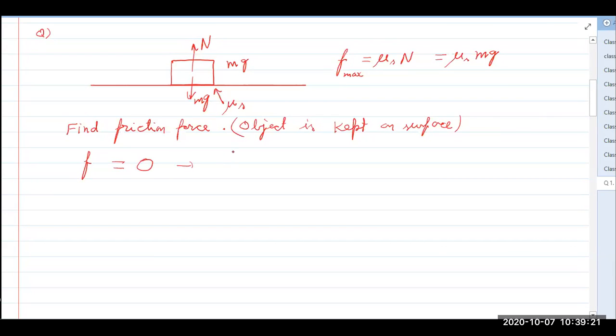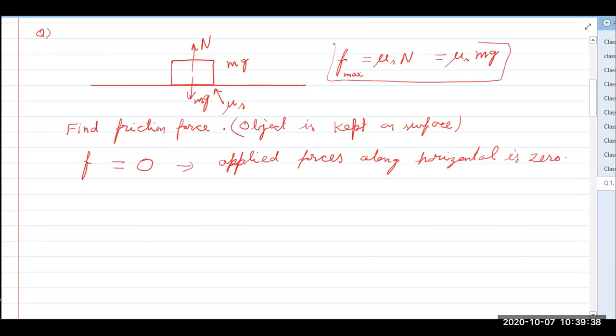Why zero? Because the applied forces along the horizontal direction are zero. That's why it is zero. And mu s m g will not be our answer. This is just the maximum value of friction force, and the actual friction can be anything less than this. And this is our answer: zero.